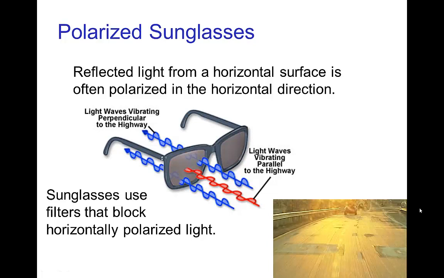Polarized sunglasses are quite common in that glare reflecting off of a horizontal surface is horizontally polarized, so if you block horizontal polarized light, then you block glare reflected off of horizontal surfaces.